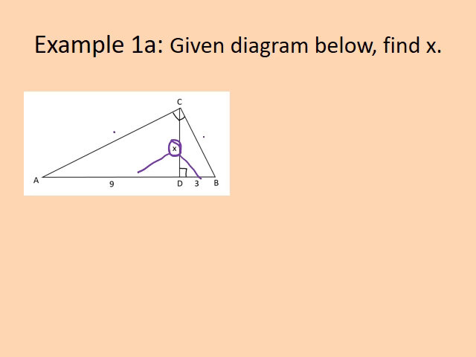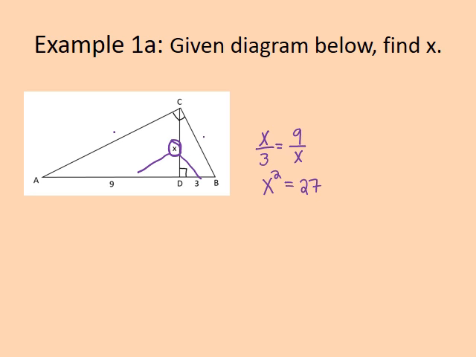Because it's a geometric mean, we're going to write what we've circled twice. So x is in the numerator and the denominator. And it's the geometric mean between 3 and 9. So we have 3 and 9. Now once we have that set up, we're going to solve that proportion. So we have x times x, which is x squared, equals 3 times 9, which is 27.